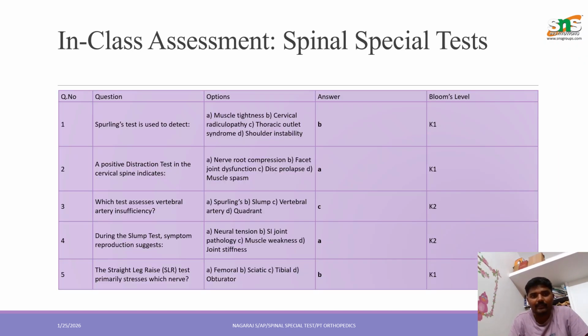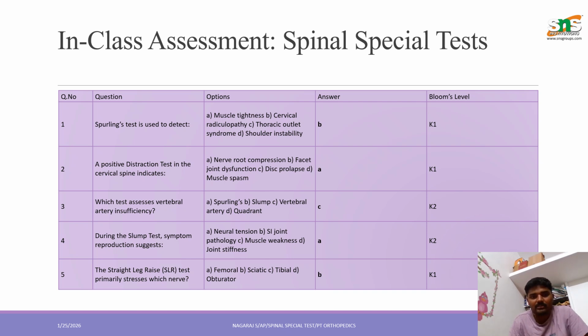So this is for the in-class assessment. The Spurling test is used to detect what: muscle tightness, cervical radiculopathy, thoracic outlet, or shoulder instability. Second question: a positive distraction test in the cervical spine indicates what? A, nerve compression, facet joint dysfunction, disc prolapse, or muscle spasm. Then which test assesses vertebral insufficiency? Spurling, slump, vertebral, or quadrant test.